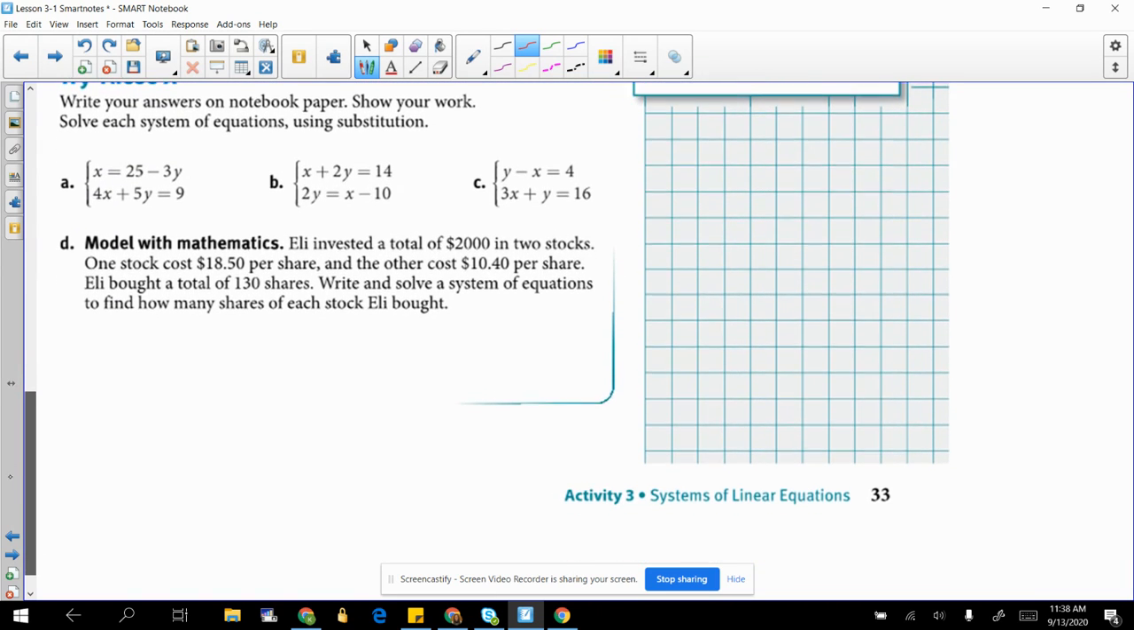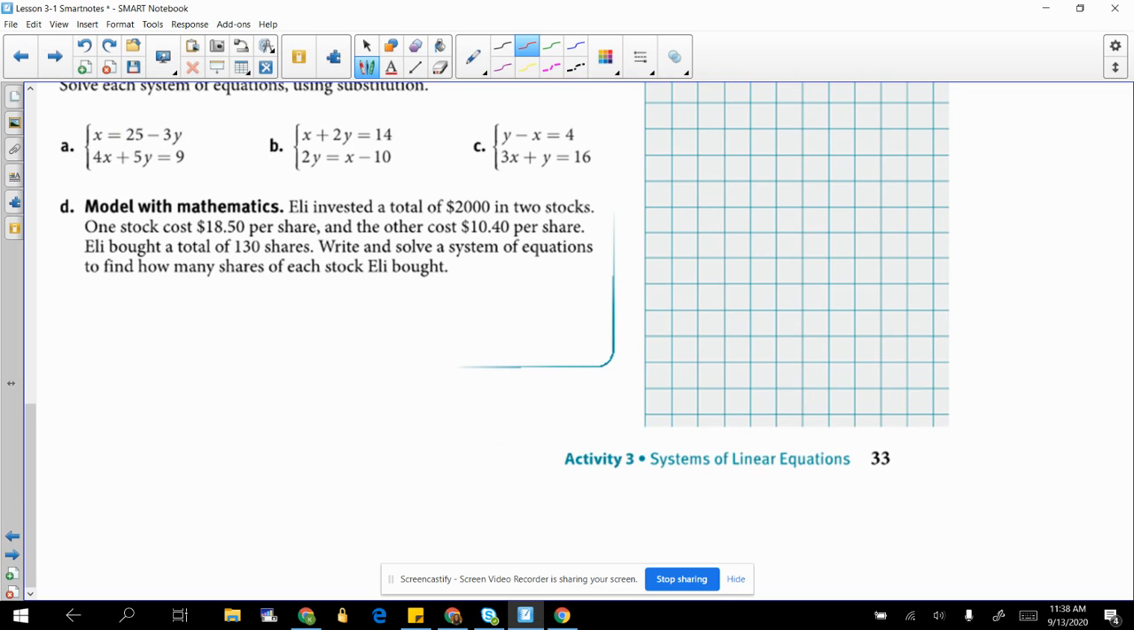Let's go ahead and try one more example together. And I'm just going to choose B. Okay. So we have the system x plus 2y equals 14 and 2y equals x minus 10.